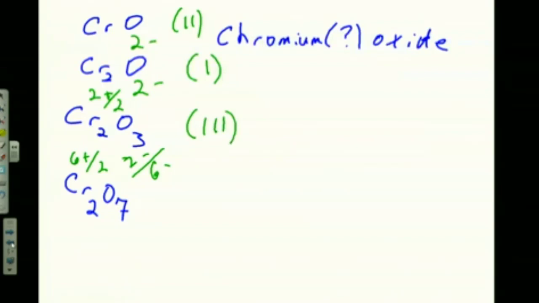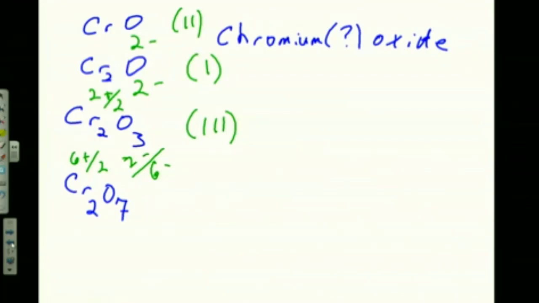I did the same thing here. I had 2 negatives. I had to have 2 positives. Divide by 2, it gives me chromium 1 oxide. Do you take that 6? I say that if I have a negative 6, I have to have a positive 6. Because they have to balance. They have to be the same, but opposite.